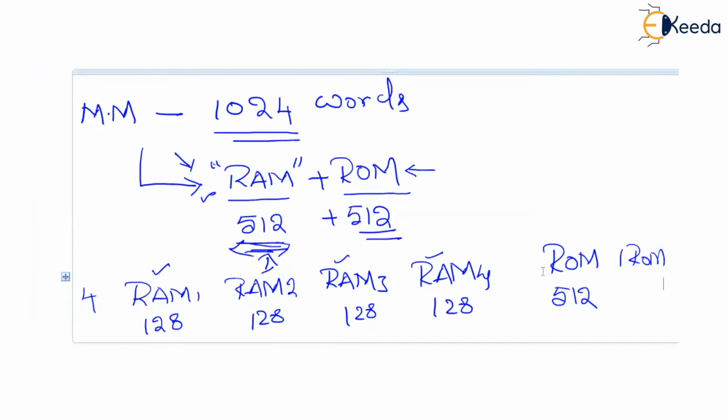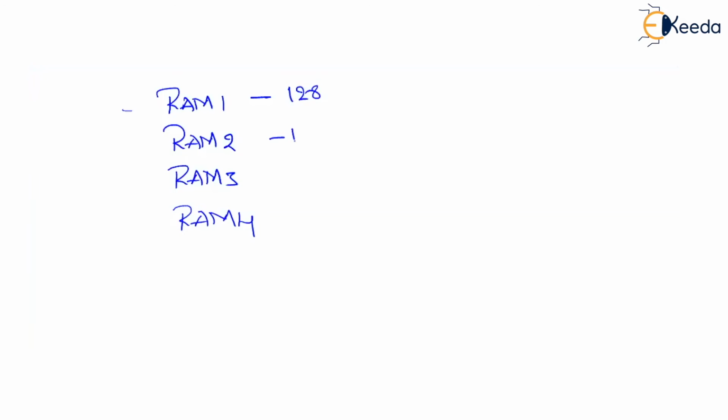Now let us see the process of memory address mapping here. Now, I do have 4 RAM chips, right? That is RAM 1, RAM 2, RAM 3, and RAM 4. Each is of 128, 128, 128, 128. Now my ROM is of 512. Total capacity is 1024.